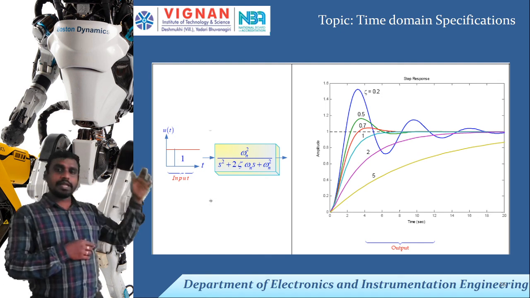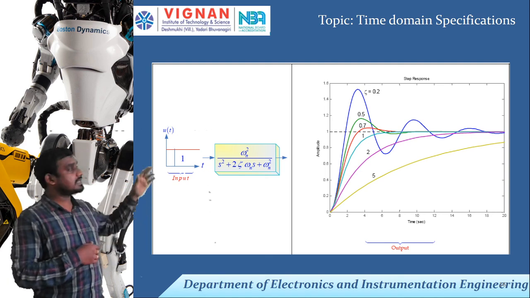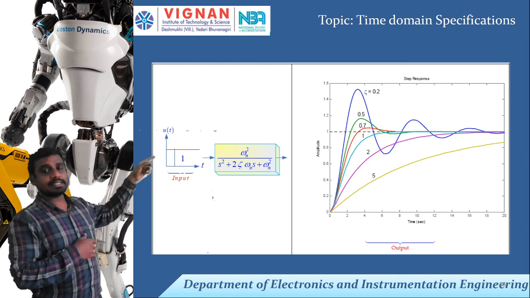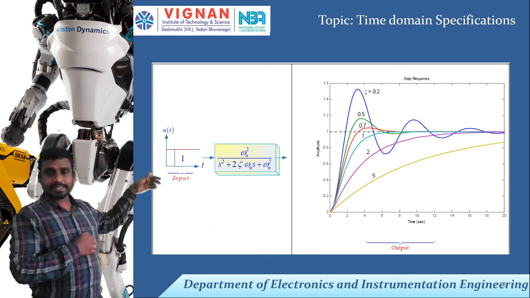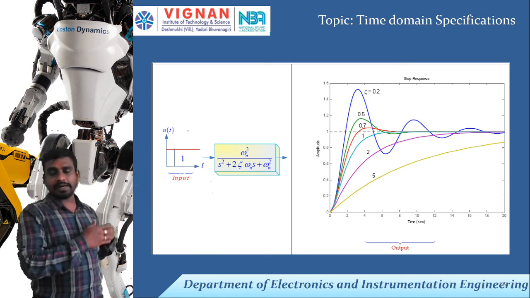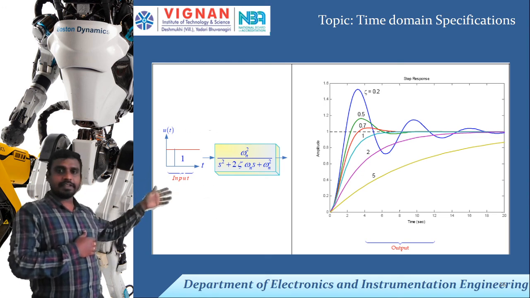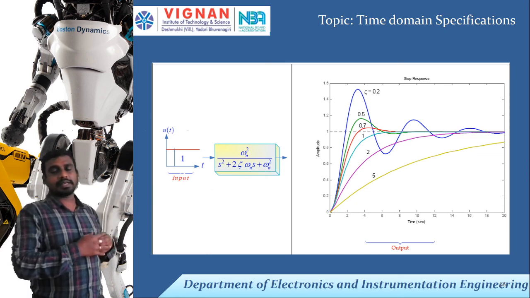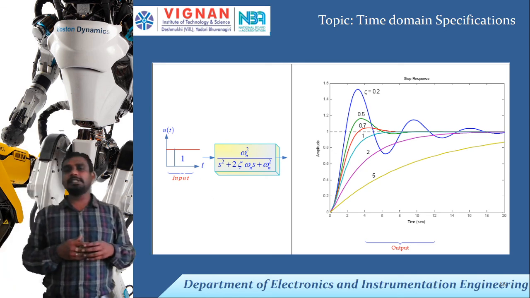But if you are increasing the zeta value more than 1, it is taking more time for the system to respond. So you can observe when the zeta value is 1, it is properly settling, there is no overshoot. But when you increase the zeta value to 2, there is a lag. That means the transient is taking more time. When the zeta value is 5, the yellow plot, it is taking much more time for the system to respond, right? So this is about the time domain specifications.